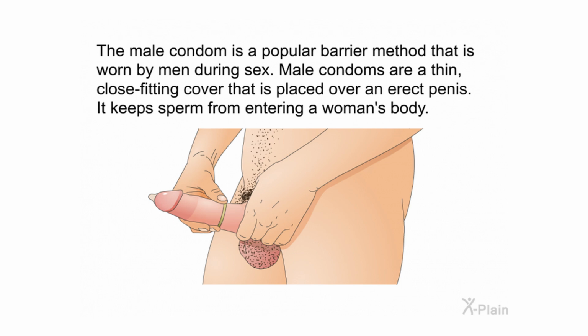The male condom is a popular barrier method that is worn by men during sex. Male condoms are a thin, close-fitting cover that is placed over an erect penis. It keeps sperm from entering a woman's body.